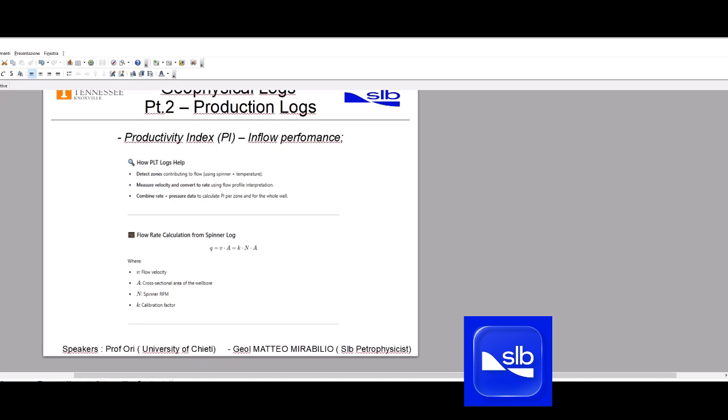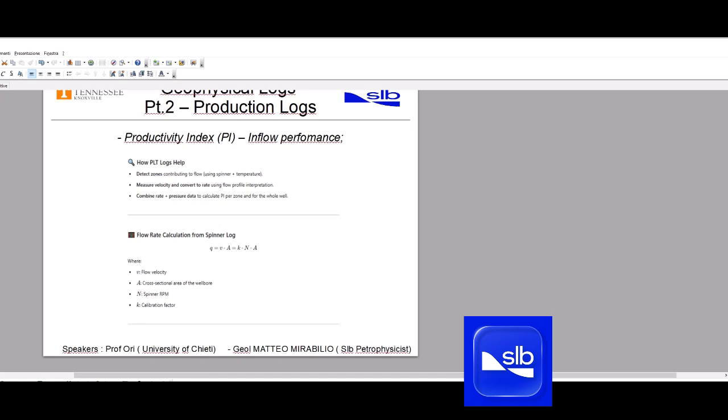About the productivity index and the PLT logs. PLT logs help to detect zones contributing to flow using spinner and temperature, because the parameters to monitor are always temperature and pressure, also in oil and gas. Measure velocity and convert to rate using flow interpretation. Combine rate and pressure data to calculate PI per zone and for the whole well.